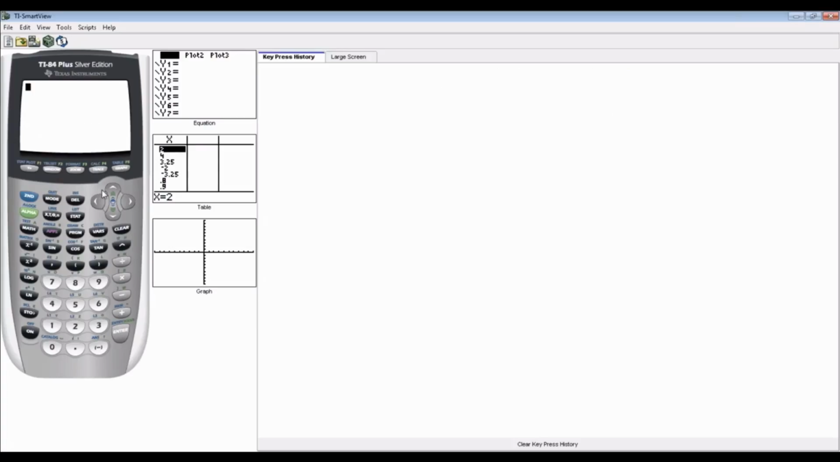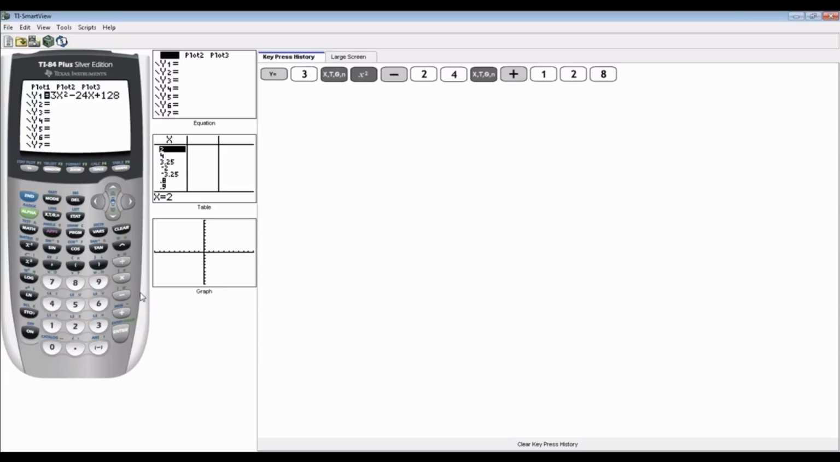So to get to my y equals, because I'm going to plug in this quadratic into a y equals row, I'm going to press y equals. And so I want to plug in 3x squared minus 24x plus 128. Okay, so I want to graph it. So I'm going to press graph, and let's see if we can see it. We may not be able to see it.